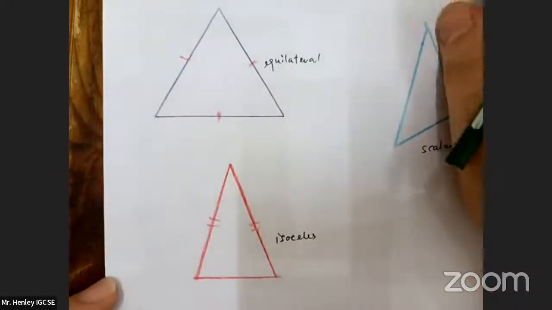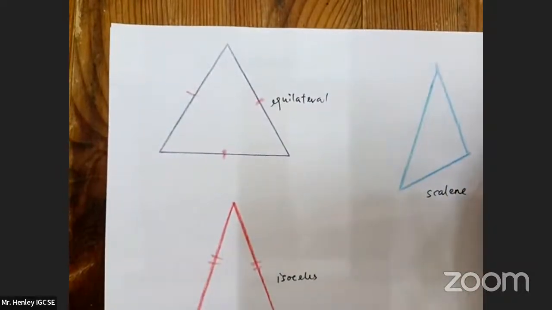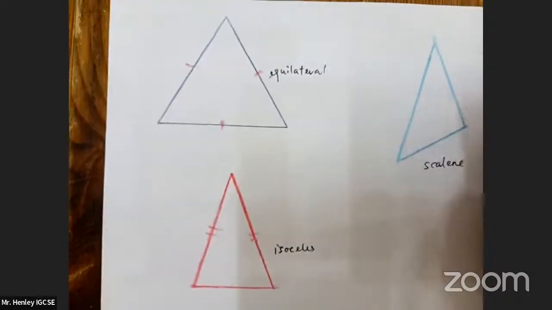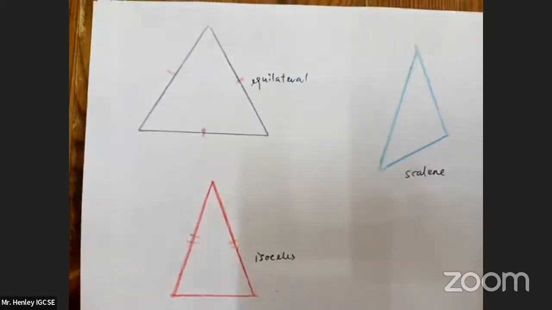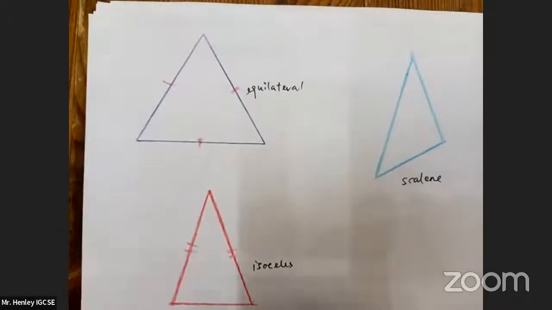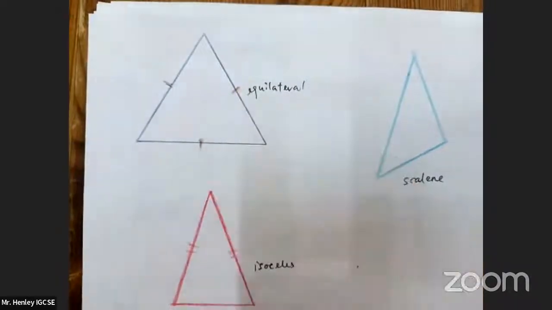Later in this class, I will be introducing 3 different types of the triangle for you. One is called equilateral. Equilateral means that all the 3 sides are the same. How to show the 3 sides are the same? We have to mark here. This means that all these 3 will be the same length.